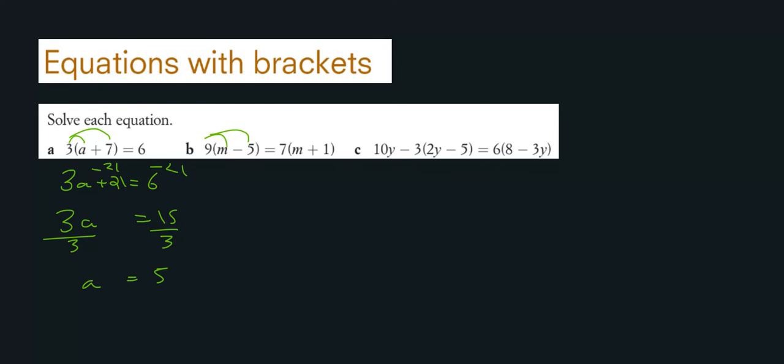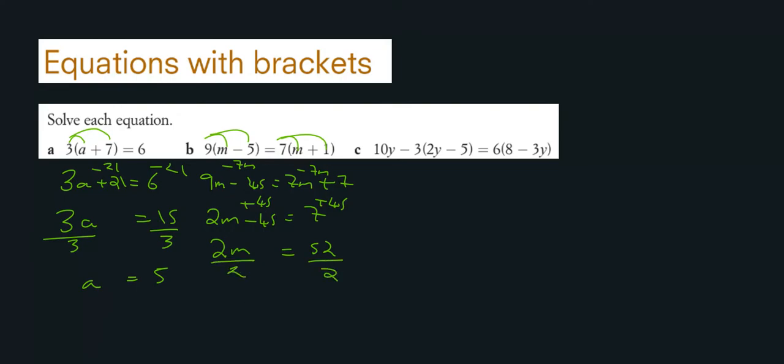Let's apply the distributive property. So we've got 9m minus 45, 7m plus 7. We need to get rid of the 7m. That gives 2m minus 45 is equal to 7. Add 45 to both sides to get 2m is equal to 52. Divide by 2 and we get m is equal to 26.